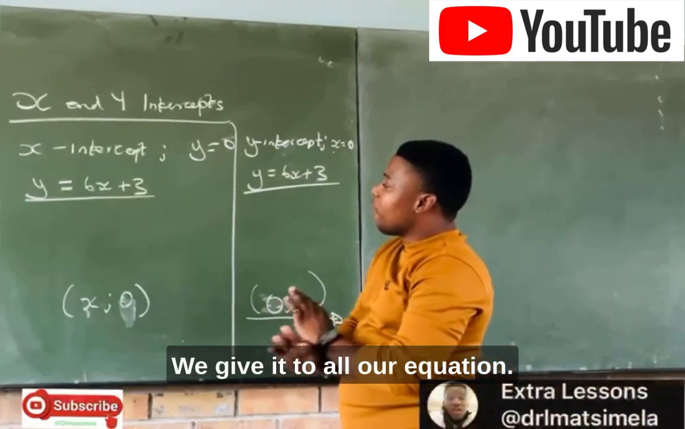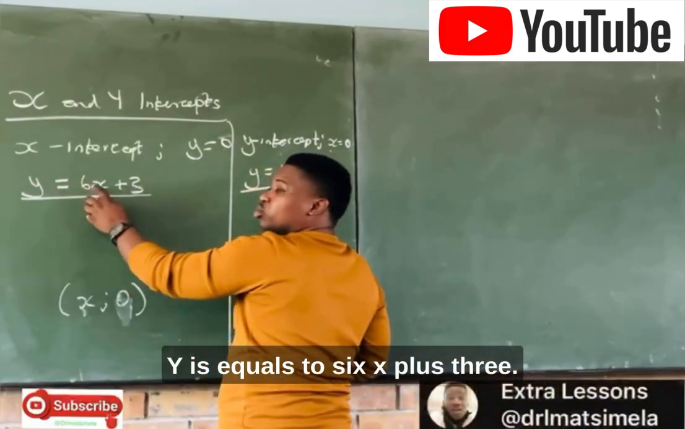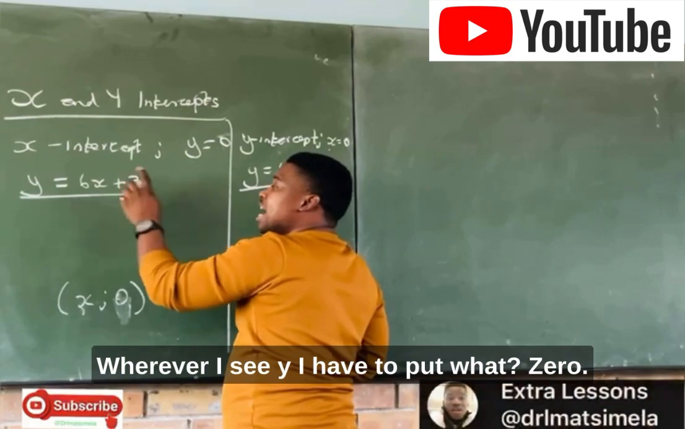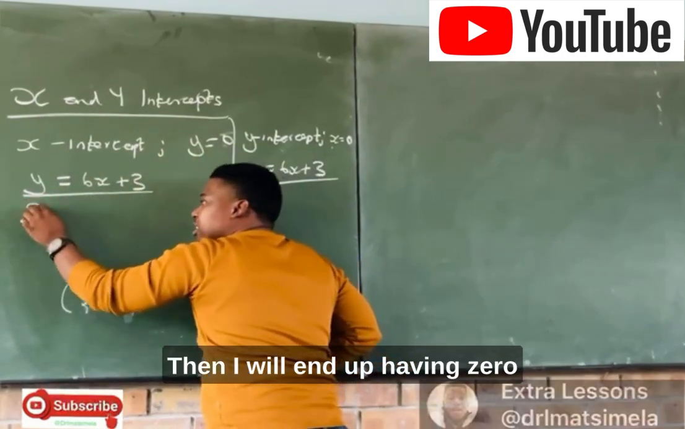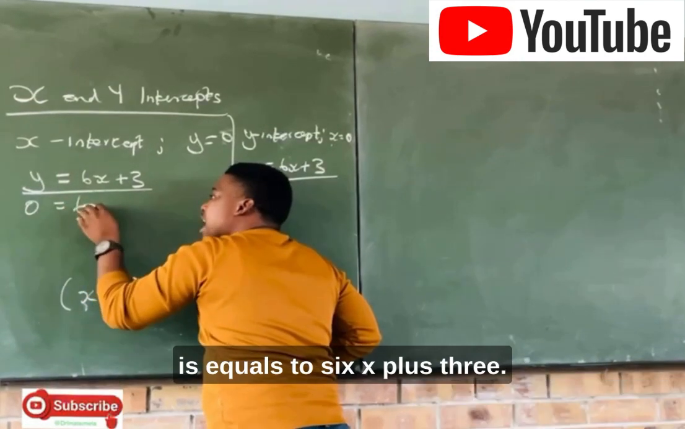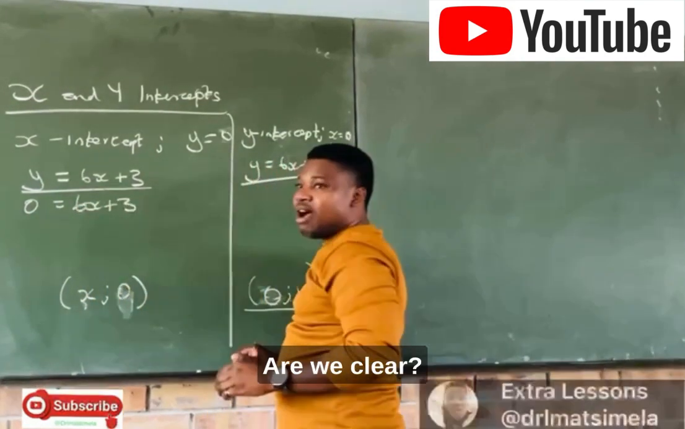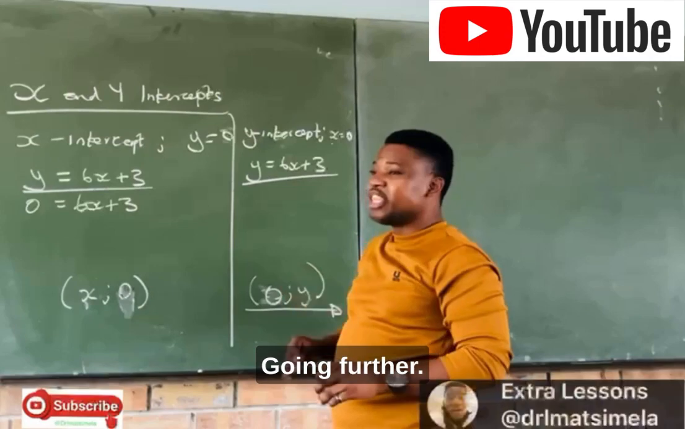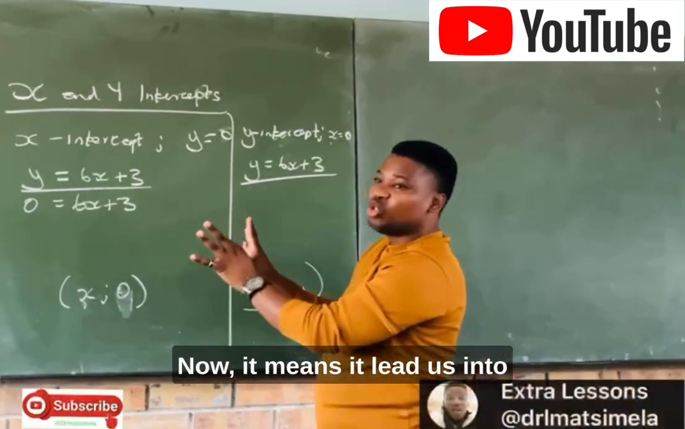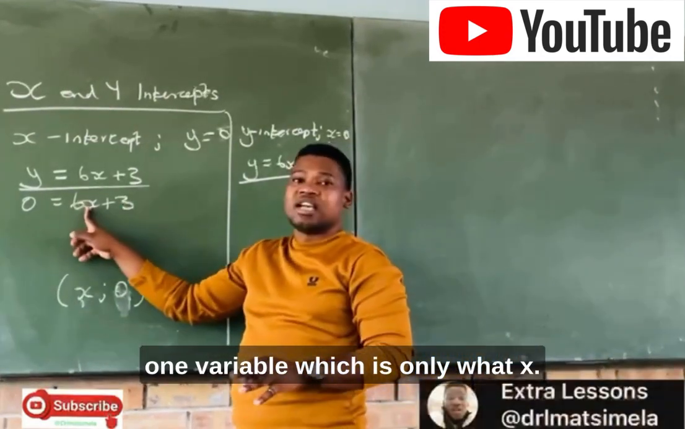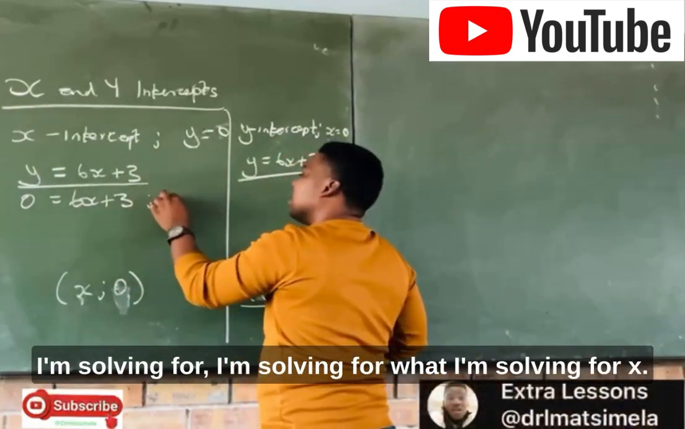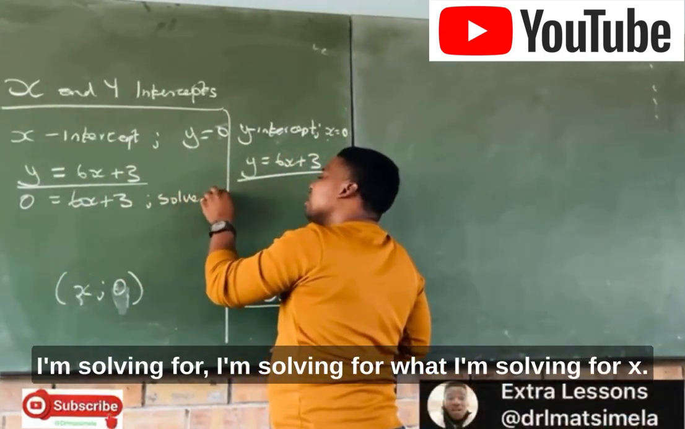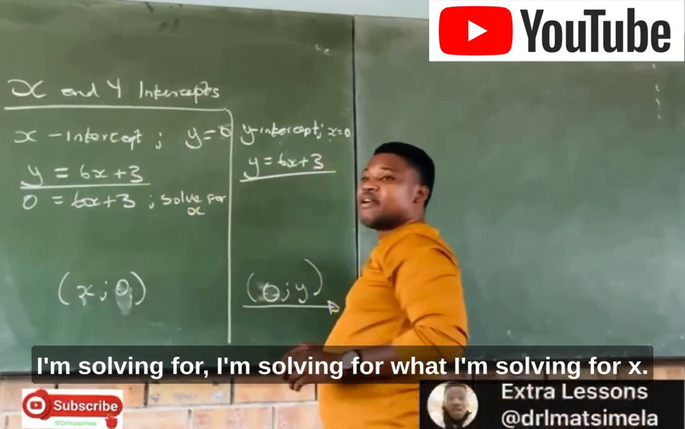Which means on our equation, y is equal to 6x plus 3, wherever I see y, I have to put what? 0. Then I will end up having 0 is equal to 6x plus 3. Are we clear? Yes. Going further, it leads us into one variable, which is only what? x. So I'm solving for x.